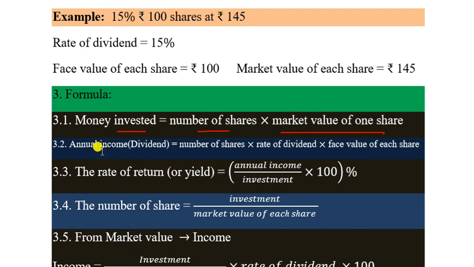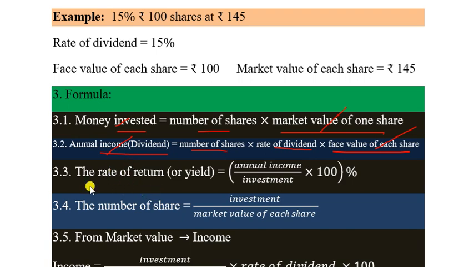Now next, annual income or dividend. You can find out annual income or dividend. The formula is number of shares into rate of dividend into face value of each share. Remember that income is related to face value, and market value is related to investment. Investment is related to market value, and income is related to face value. Remember that. And remember that annual income is equal to dividend also. Both are the same. If the question says find out dividend, then also you have to find out annual income. If the question says find out annual income, then also you have to use this formula only.